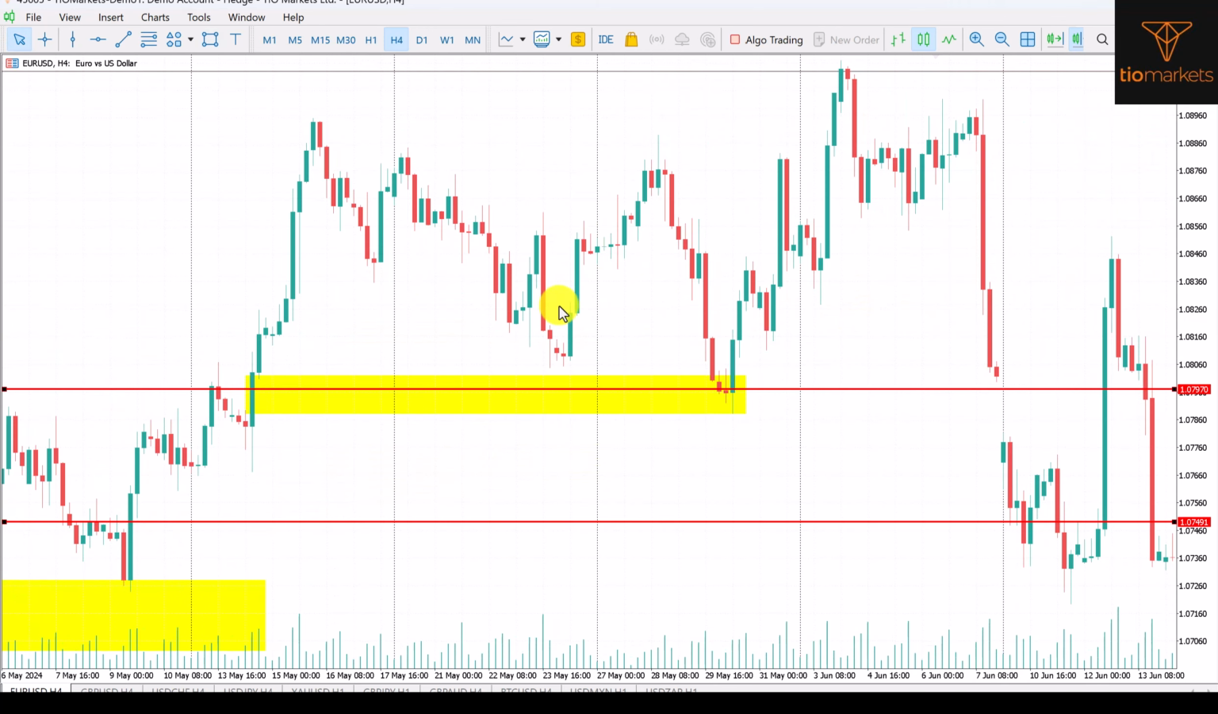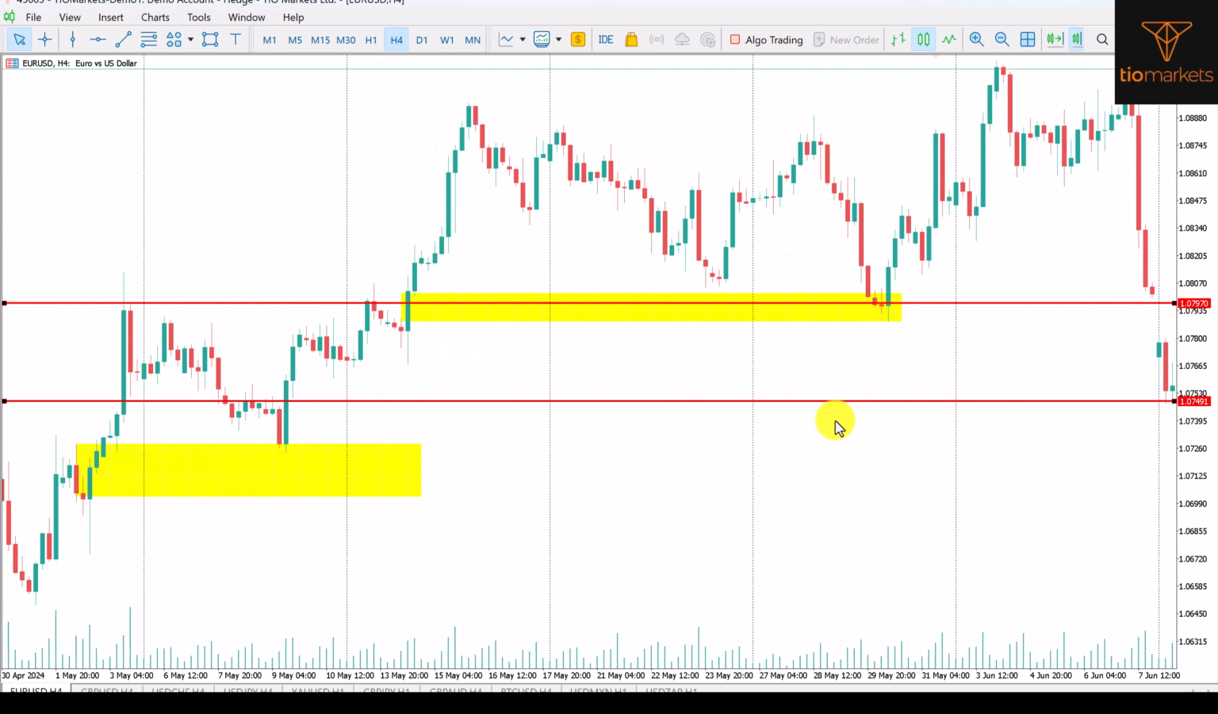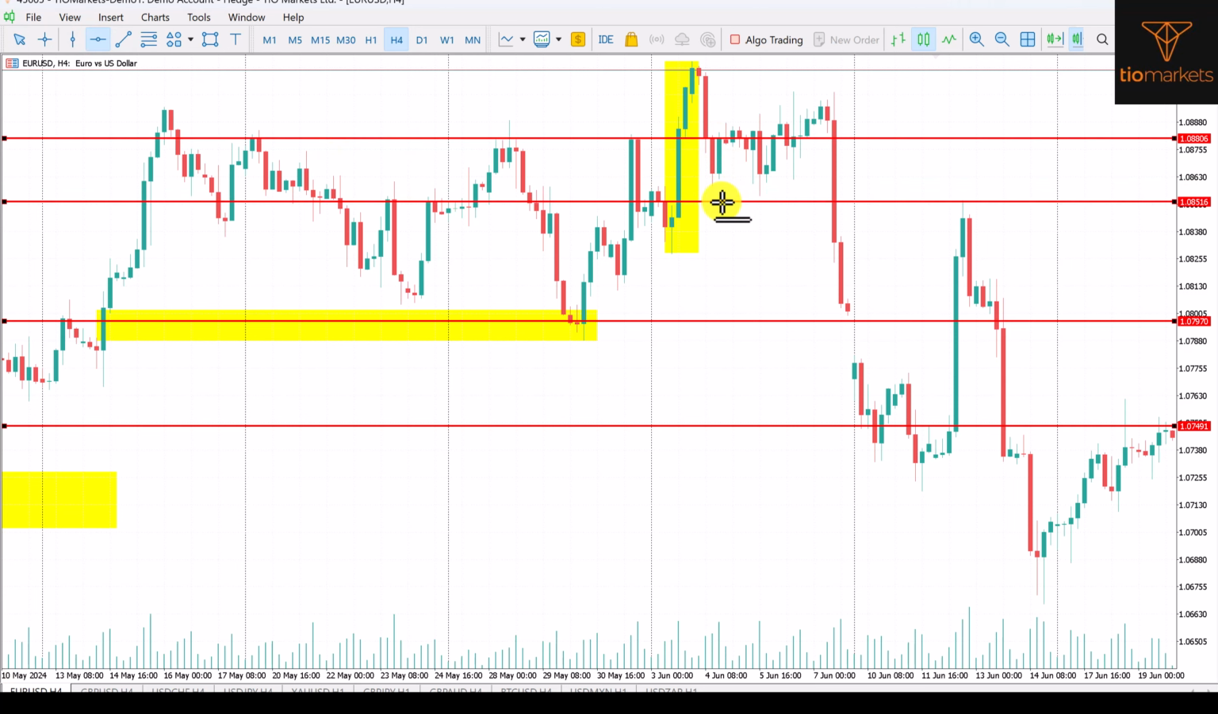And you might be asking yourself, if you are using fair value gaps, where then do you put your stop loss? Remember, I said a fair value gap is a three candle pattern, a three candle formation. If you look closely at this particular zone, you clearly see that we have three candles. Let me just mark them up so that you can see. We have these three candles, and where is your gap? Your gap is at this particular point. So this is your gap.